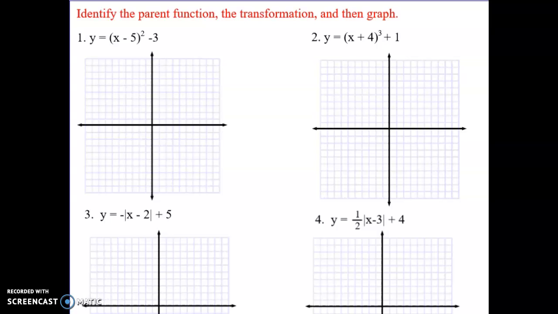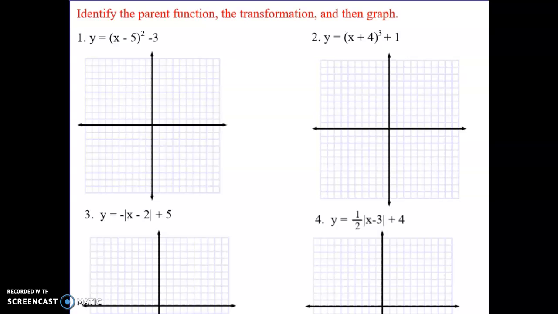So today we're on College Algebra 2.5 and we're just working through some parent functions. Sometimes I call them mother functions because that's just fun to say. And so we're going to identify parent functions, transformations, and then we're going to graph it.